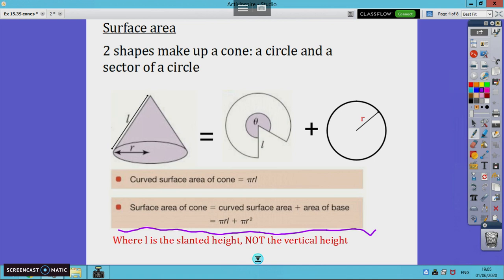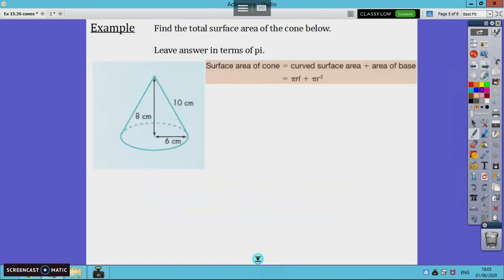L is the slanted height, not the vertical height. You don't need that vertical height to find the surface area. You might be given it. And you can think about that for a second. What would you do if you were given that height instead of L? What would you have to do? We will cover that at some point.